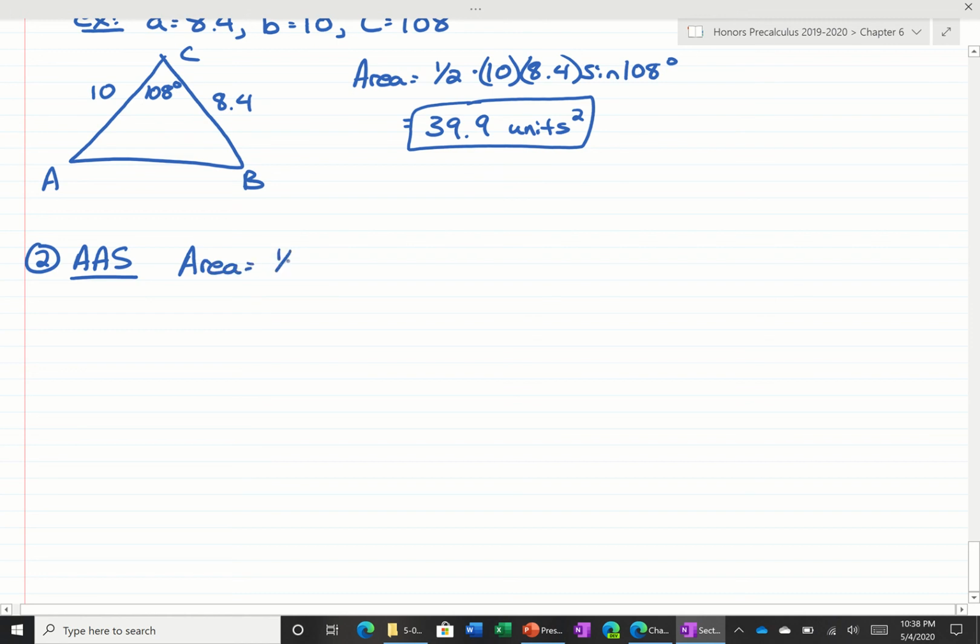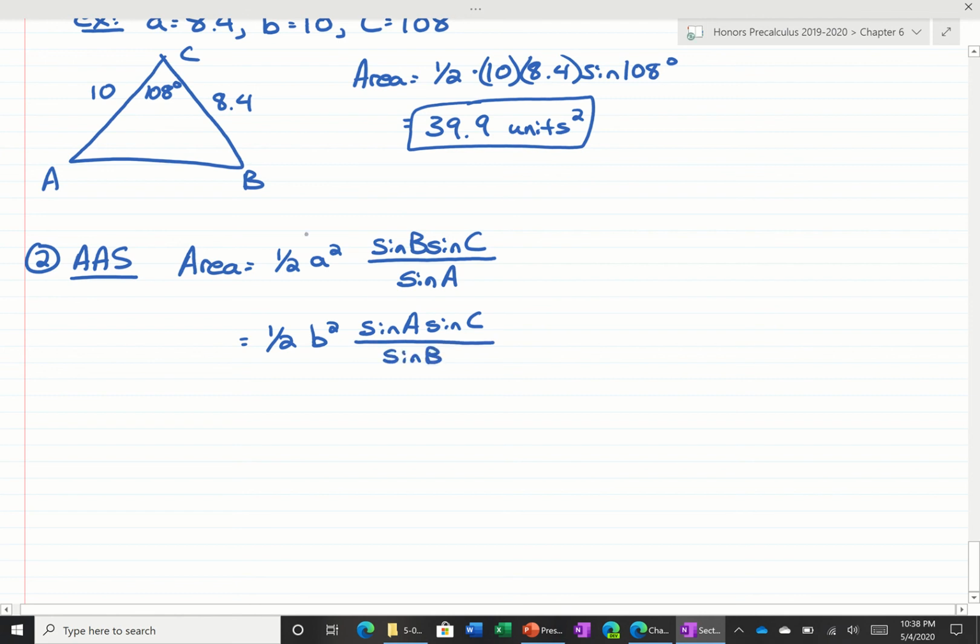The area would equal 1/2 times A squared times the sine of B, sine of C, all divided by the sine of A. Another formula would be 1/2 b squared times the sine of a, sine of c, all divided by the sine of b. Hopefully you see a pattern. This side and this angle are in the same places for all three formulas.